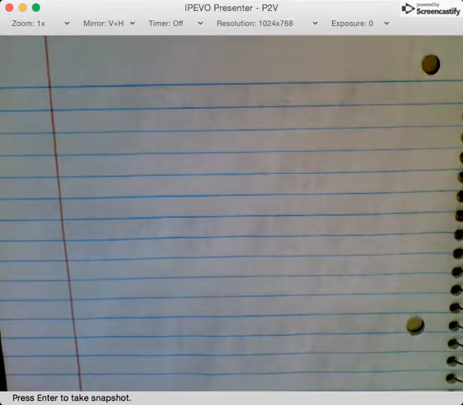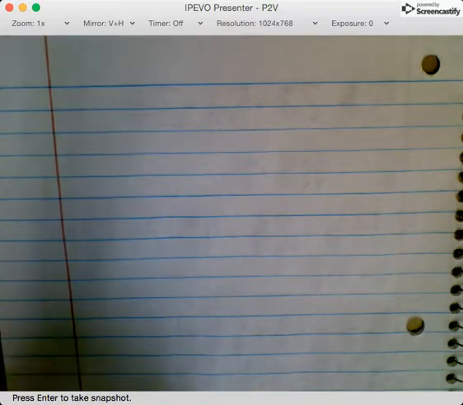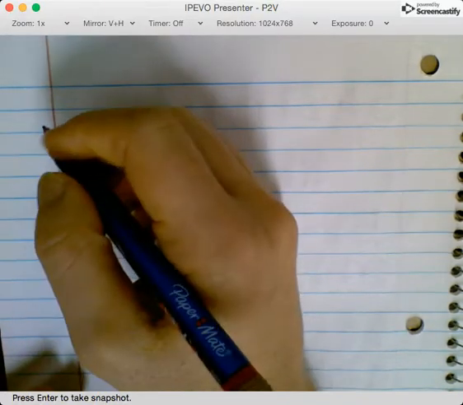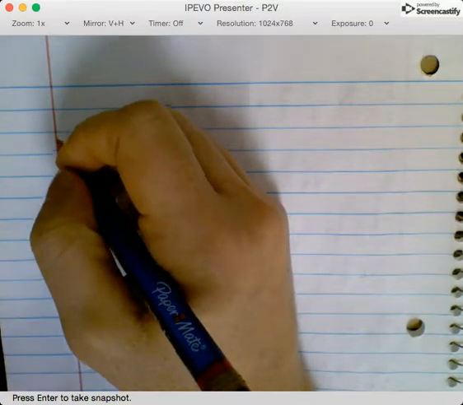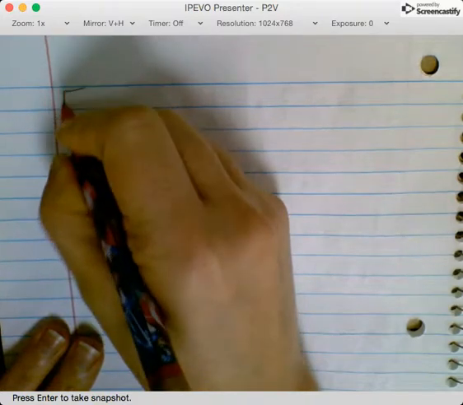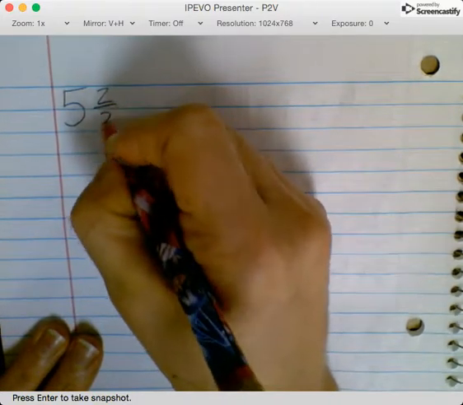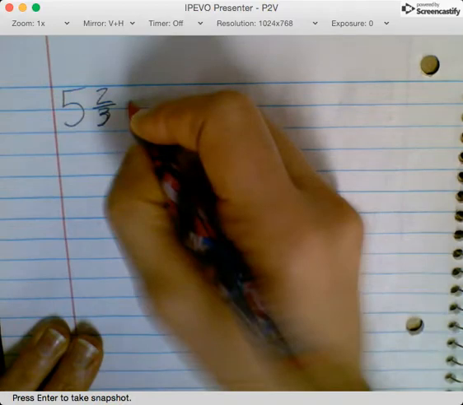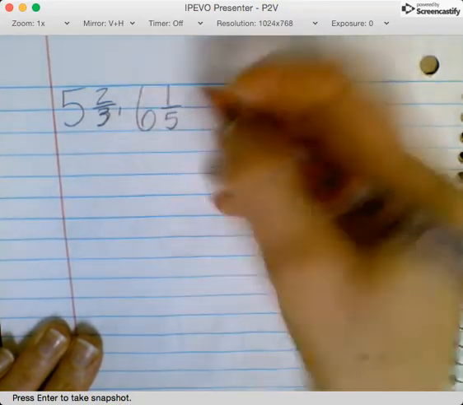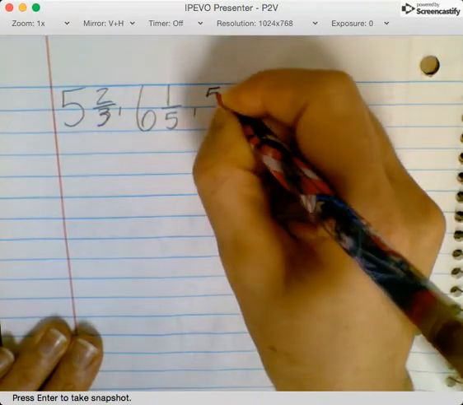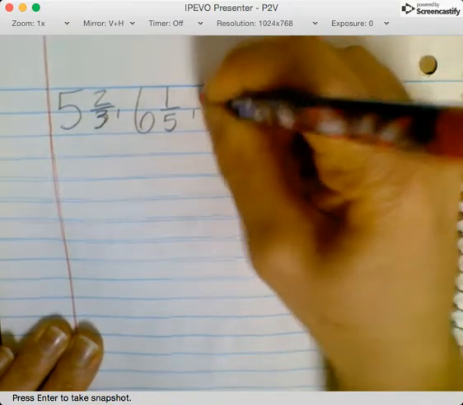This is Miss Goodale, and today I'm going to be talking about comparing and ordering fractions and decimals. To start out with, I want to review just comparing fractions to fractions. So if I start out with the example 5 2/3, 6 1/5, and 5 2/5.